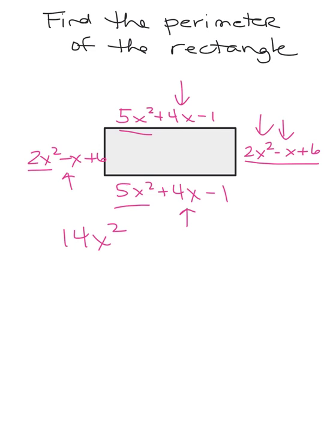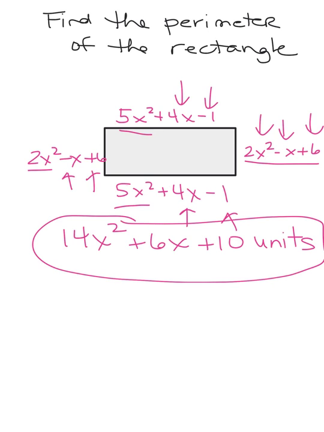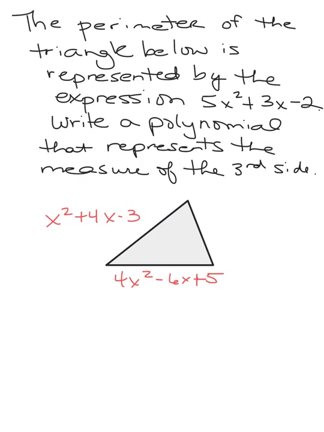That gives me my 4x's give me 8x, minus 2x gives me plus 6x. And then I'm just looking at my constants. I have negative 1, positive 6, negative 1, positive 6. So 6 plus 6 gives me 12, and minus 2, I get 10. Now this is just units, whether it's feet or inches, not units squared. We use that with area. So my final answer here is 14x squared plus 6x plus 10 units.